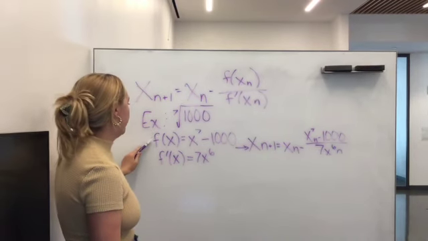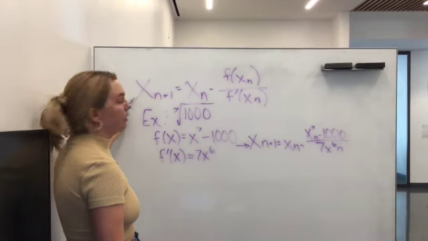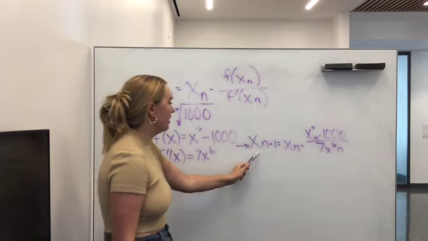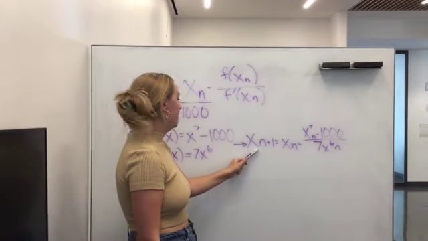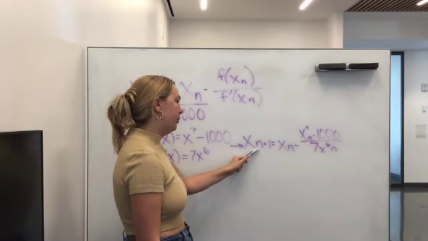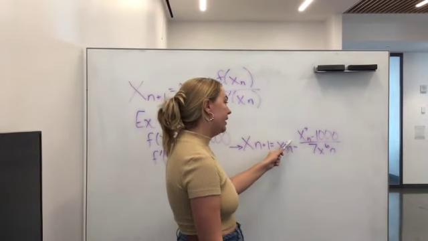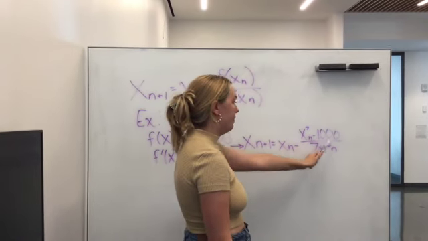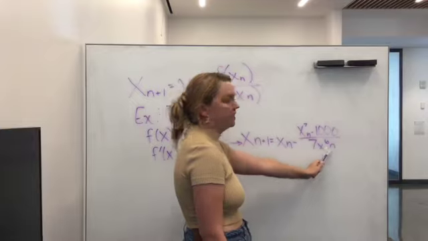And now, we're going to plug our original function and our derivative into our Newton's method formula. Here, when we plug the values in, this is what we get: x sub n plus 1 equals x sub n minus x sub n to the 7th minus 1,000 over 7 times x sub n to the 6th.